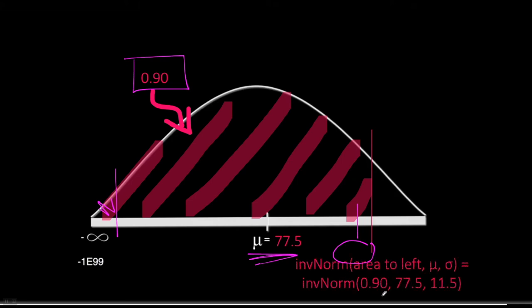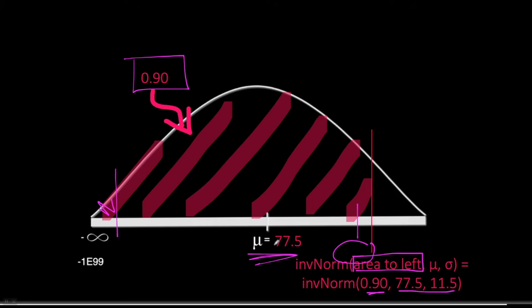Inverse norm. And so inverse norm takes in area to the left. We've not used this function yet. So area to the left should be a number between 0 and 1, and it's going to expect a number between 0 and 1 here. And we only have three inputs this time. Our second and our third are the mean and the standard deviation that we've been using all along.